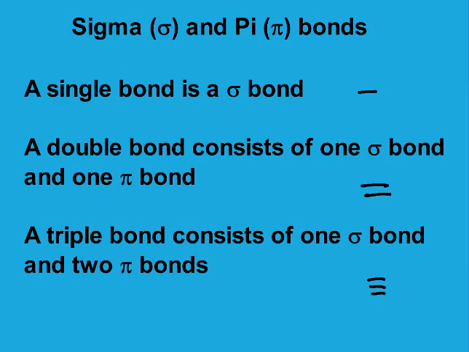So a single bond is simply a sigma bond. So all single bonds are sigma bonds. A double bond consists of one sigma bond, and the other one is going to be a pi bond. In a triple bond, you're going to have one sigma, which is the middle one, and the other two above and below it are your pi bonds. In other words, every bond has a sigma bond. All additional bonds are going to be pi bonds.